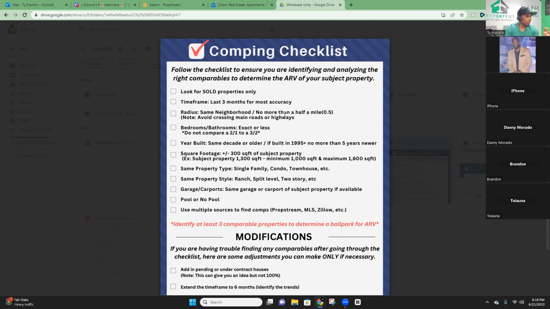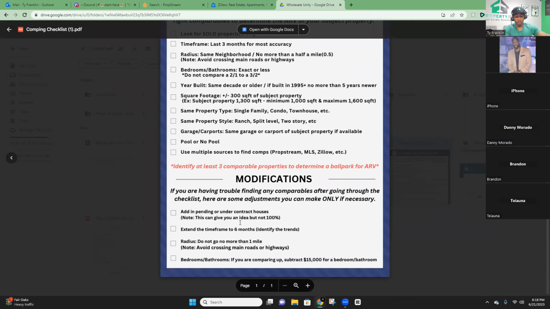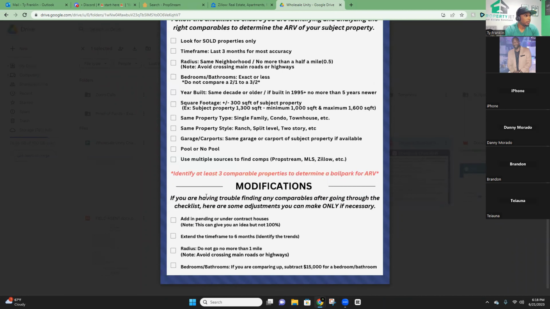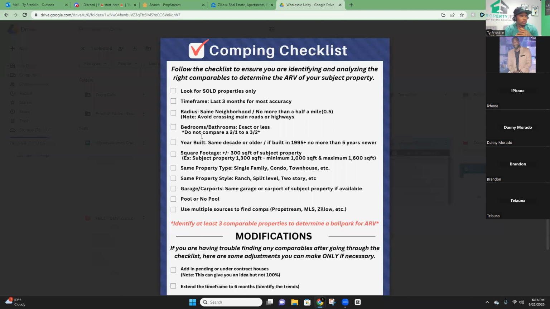Okay. Now, there are some modifications to that, right? If you go down here, you can extend the time frame. All these things have certain modifications that go with them. But last 3 months, then I stretch it out to the last 6 months. Last 6 months is probably going to be the furthest back I go to see if I can find any comparables in a specific area.